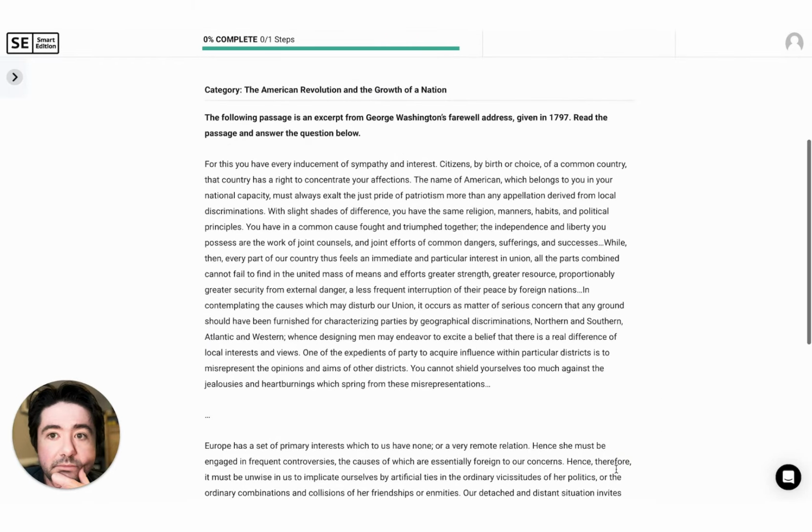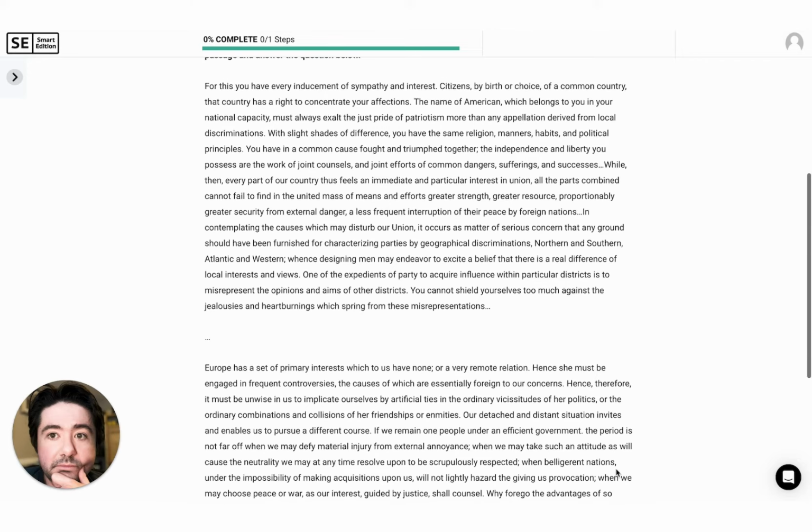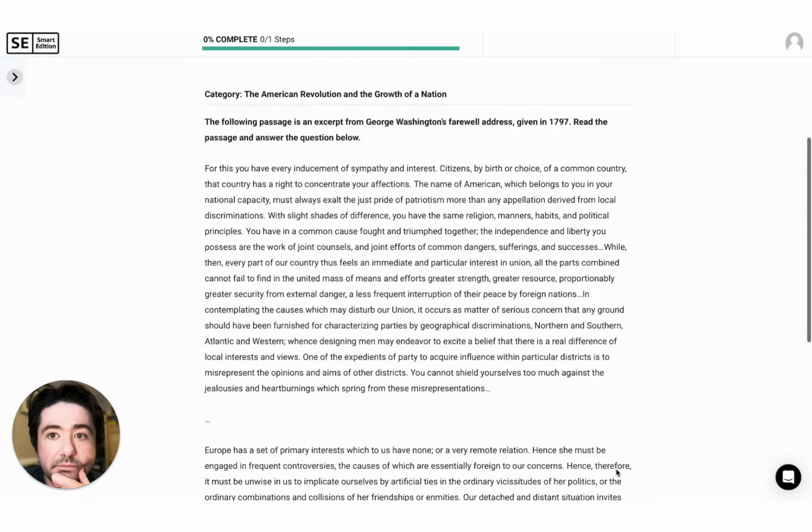All right, we have a bigger passage. And like I said, this may freak you out a bit, especially if you're stressed or if you're a slow reader. But let's keep using our skills and our tips and tricks, and we're going to show you how to break this down really easily. Again, first thing, category: the American Revolution and the growth of a nation. The following passage is an excerpt from George Washington's farewell address given in 1797. Read the passage and answer the question.